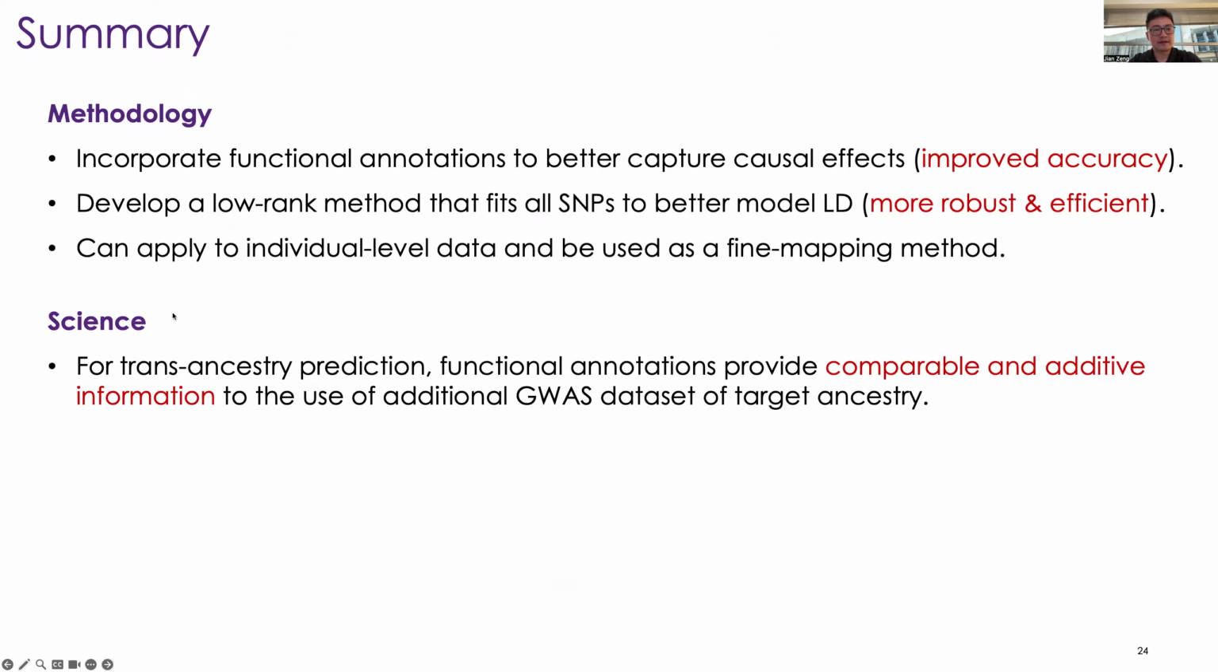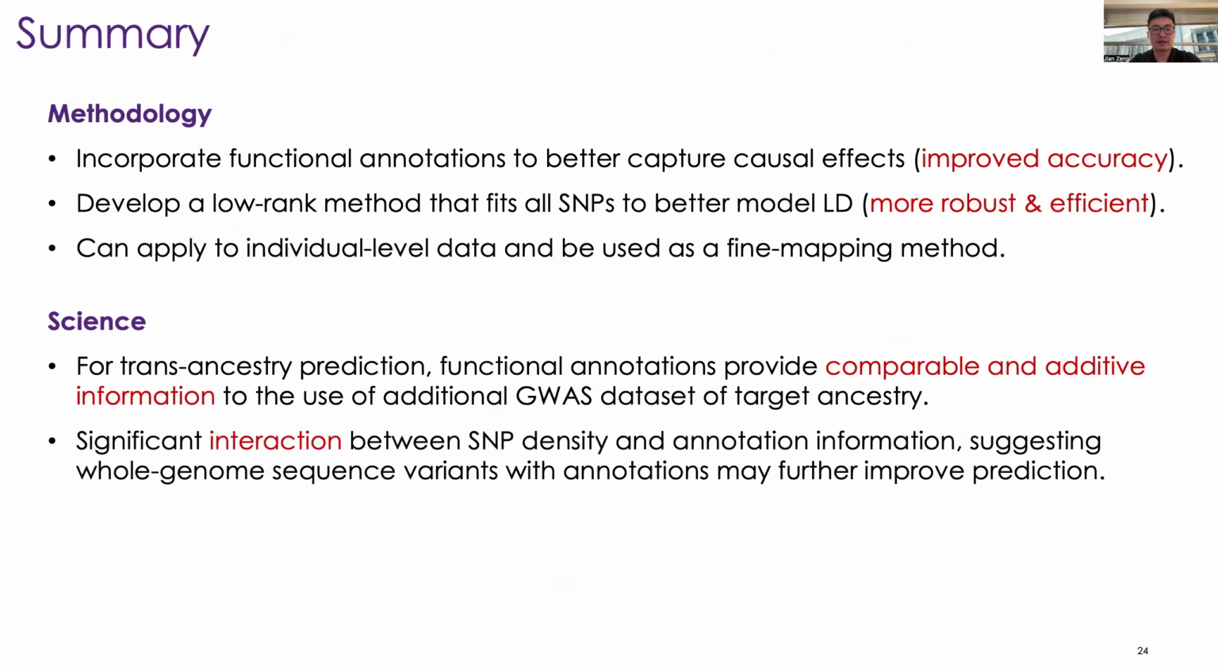In terms of science, we found that for cross-ancestry prediction, using functional annotations provides comparable and additive information to the use of additional GWAS datasets of the target ancestry. So it's best to use all available information at the same time. And the functional annotation has already been generated, so it's almost like a free resource to use. We also identified a significant interaction between SNP density and the annotation information. This suggests that in the future, using whole genome sequencing variants with annotations may maximize the prediction accuracy.